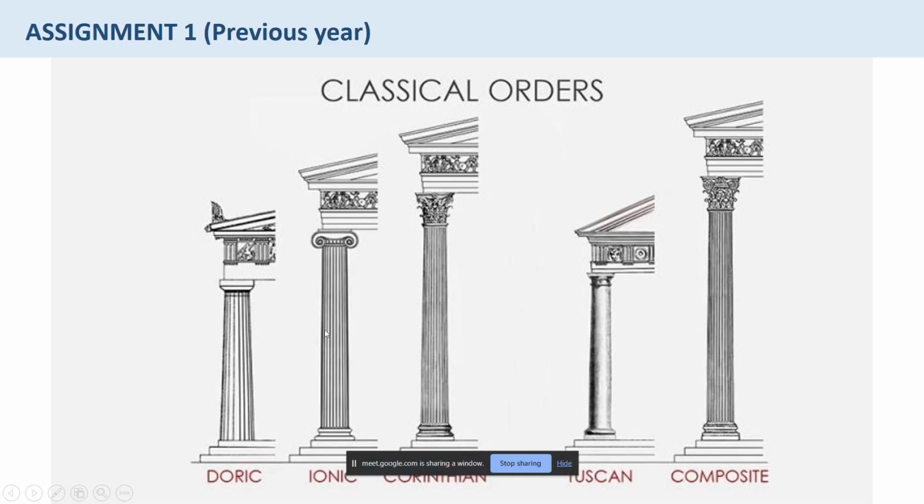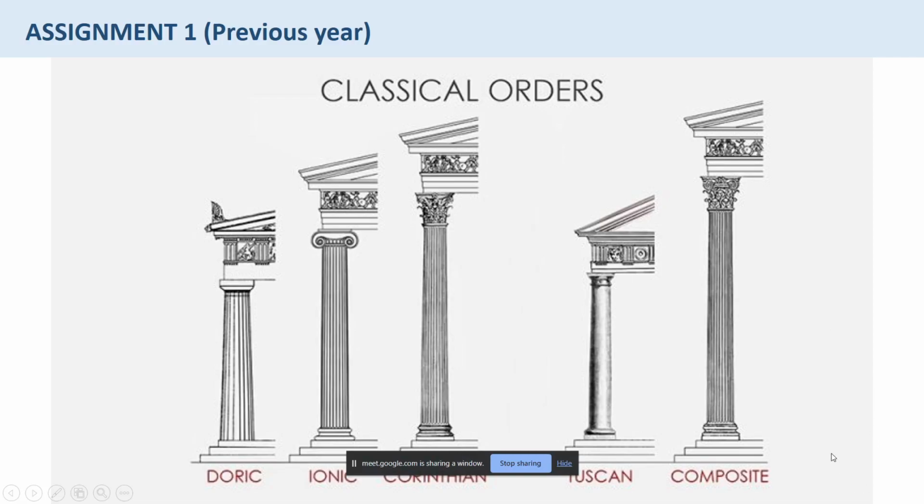The Tuscan is very similar to Doric, but it is different in that Tuscan is slender, Doric is thicker. Tuscan has a base while Doric does not have a base. And Composite has ornamentation from both Ionic and Corinthian in its capital.